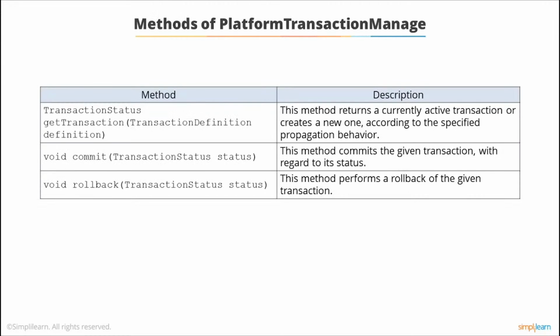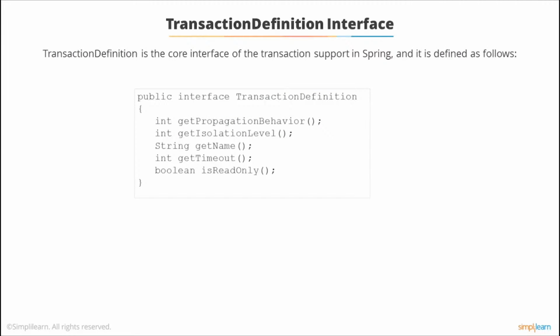Methods of PlatformTransactionManager. We first have getTransaction, which returns a currently active transaction or creates one according to the specified propagation behavior. We have commit that commits the transaction and rollback that rolls back the transaction, which we saw as part of the demo.